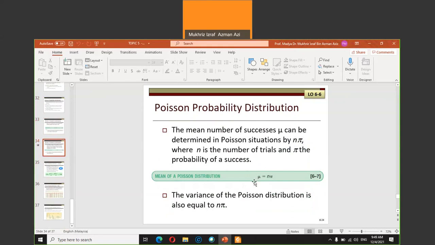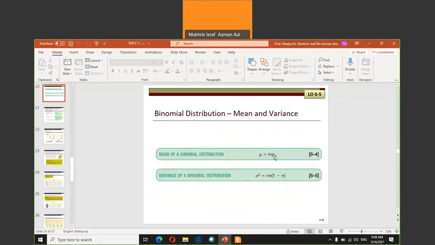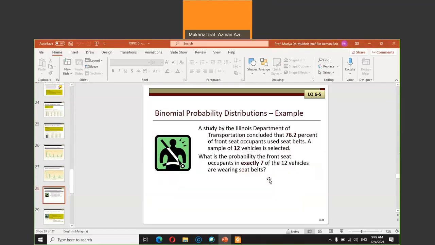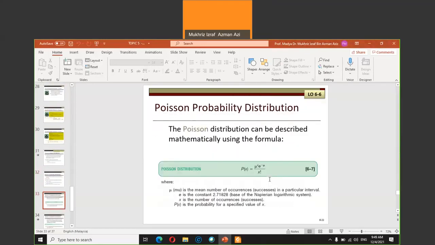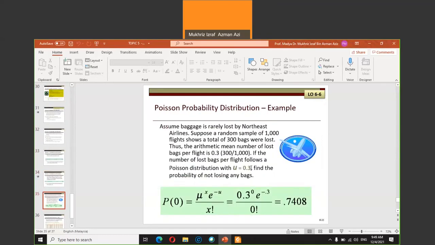Unlike in binomial, if you recall from the previous topic, n times pi is the mean, and variance is n pi times 1 minus pi, so it will be a different value altogether. But for Poisson distribution, the mean and the variance are the same value, which is referring to the mu that we are referring to. So this is the first example from the slide.